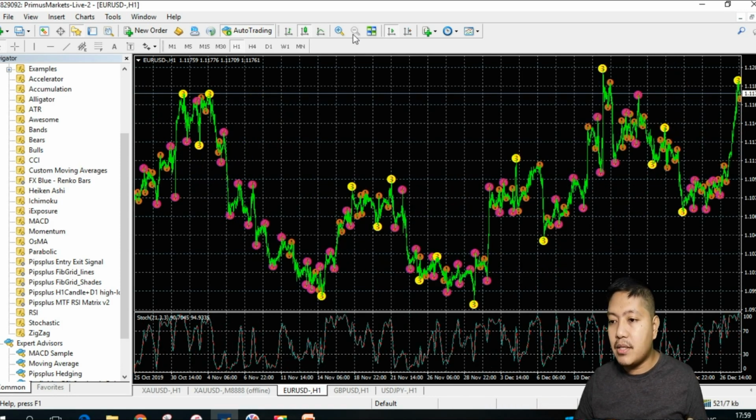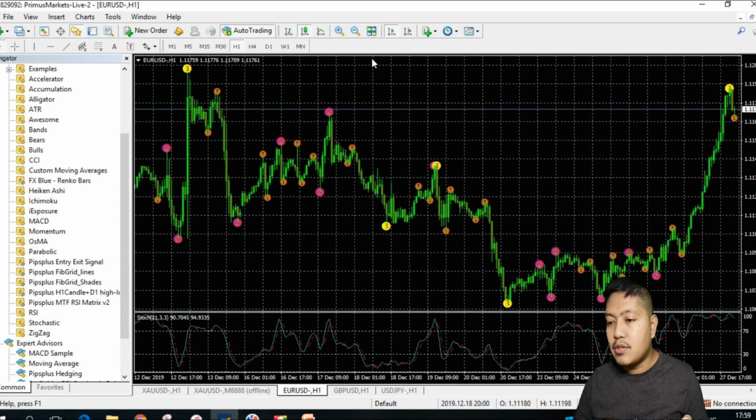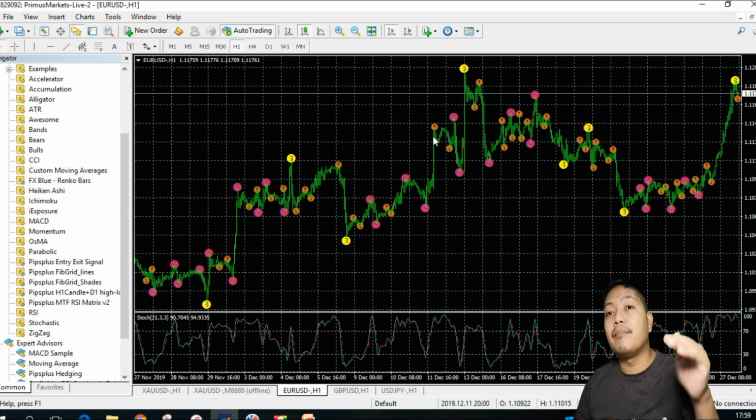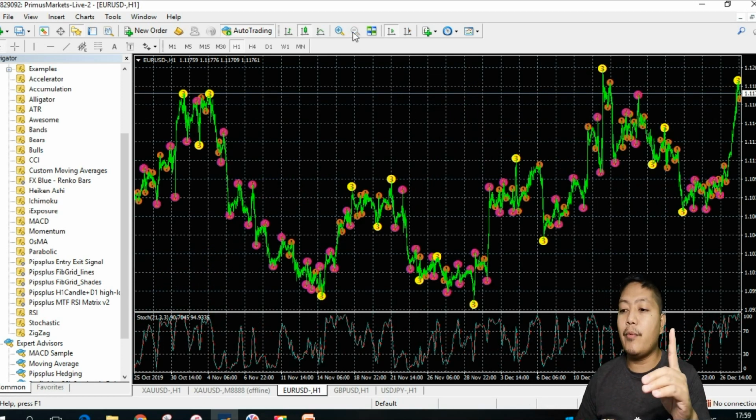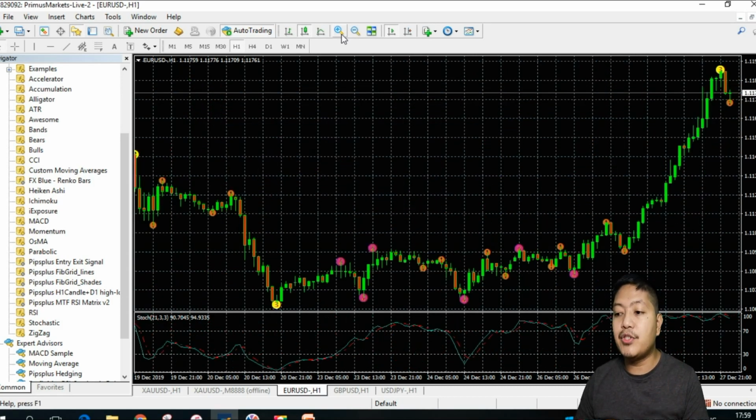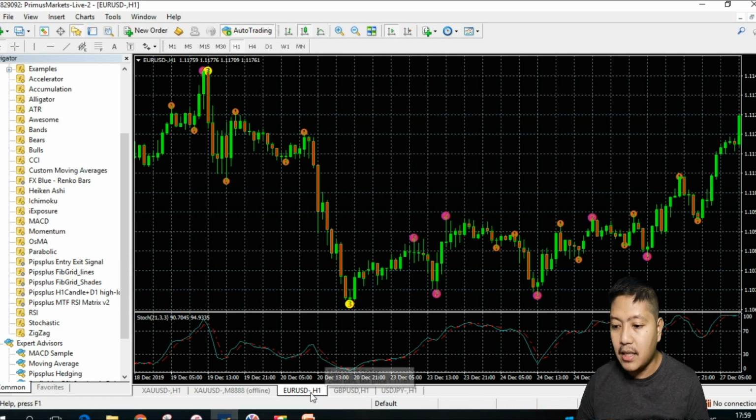So probably it is in ranging mode. All right, so it could be, where is the market movement? So that's one way to verify that. You have to check the market, where the market is moving. All right, okay, this is EUR/USD.